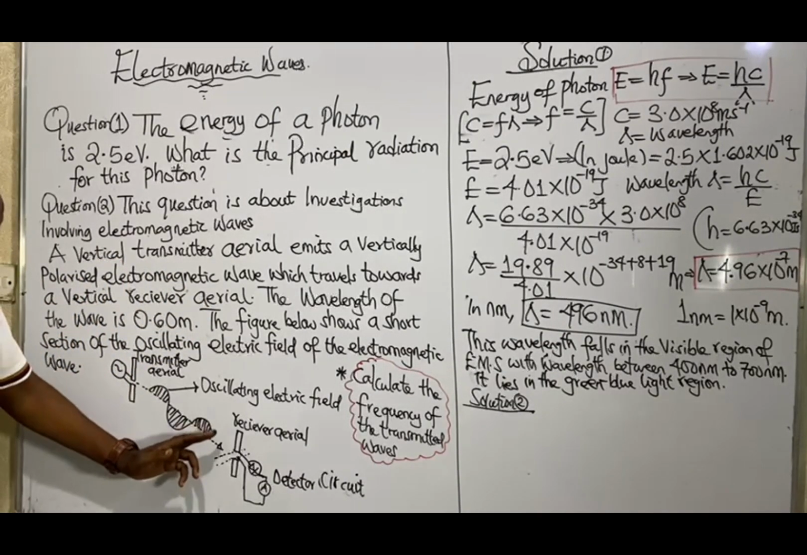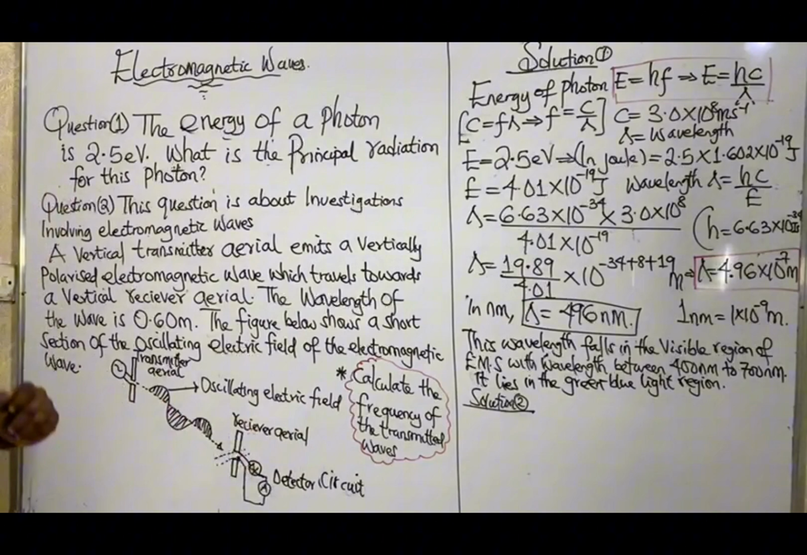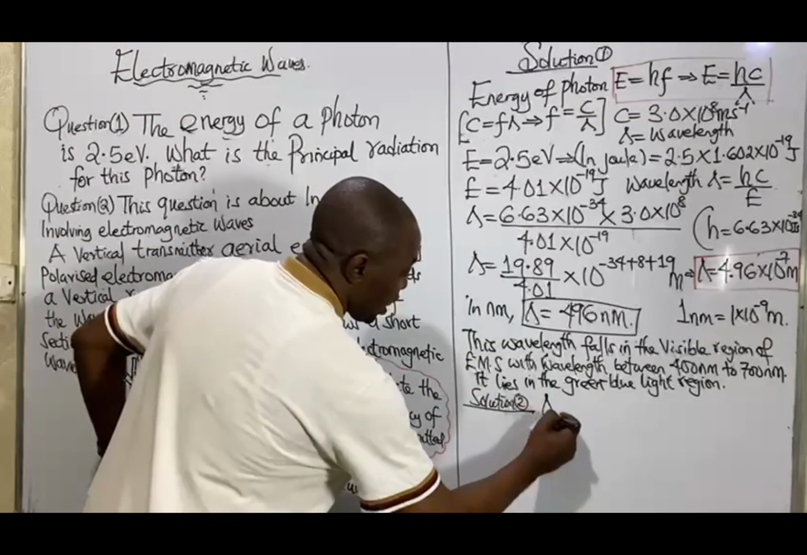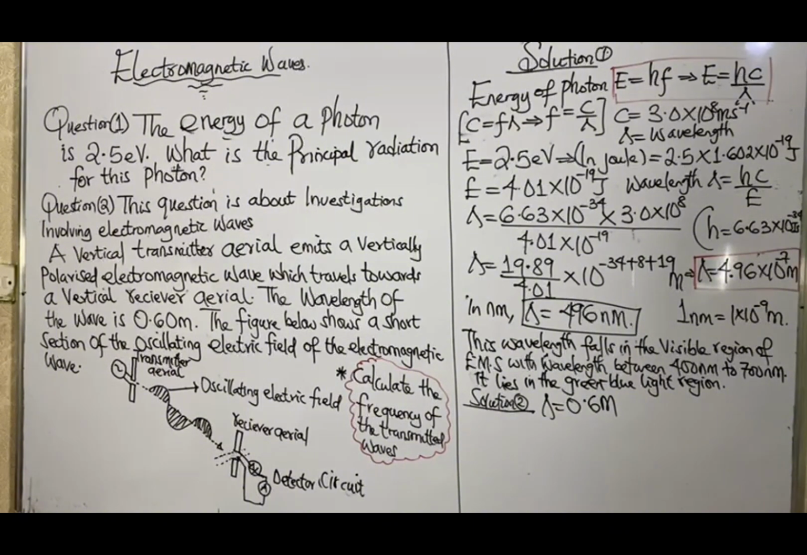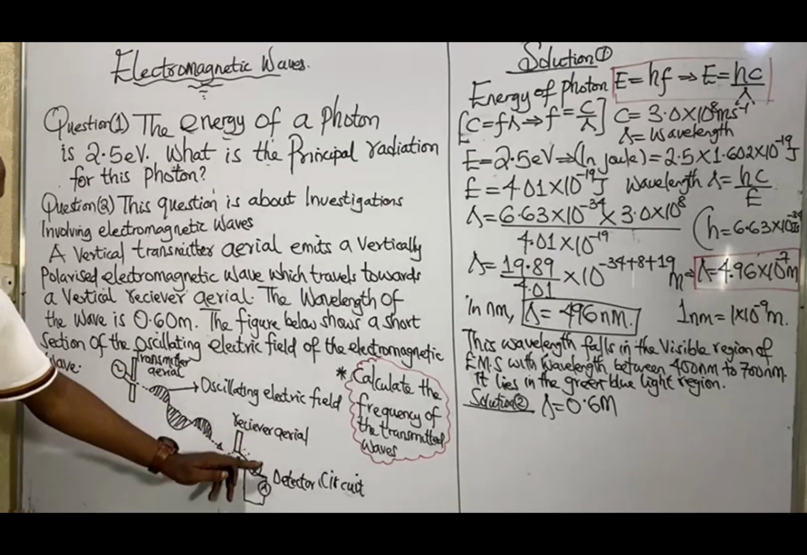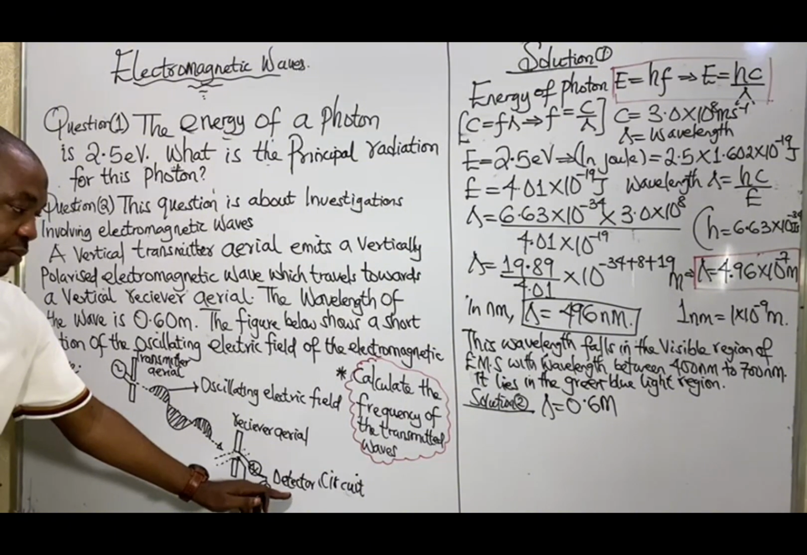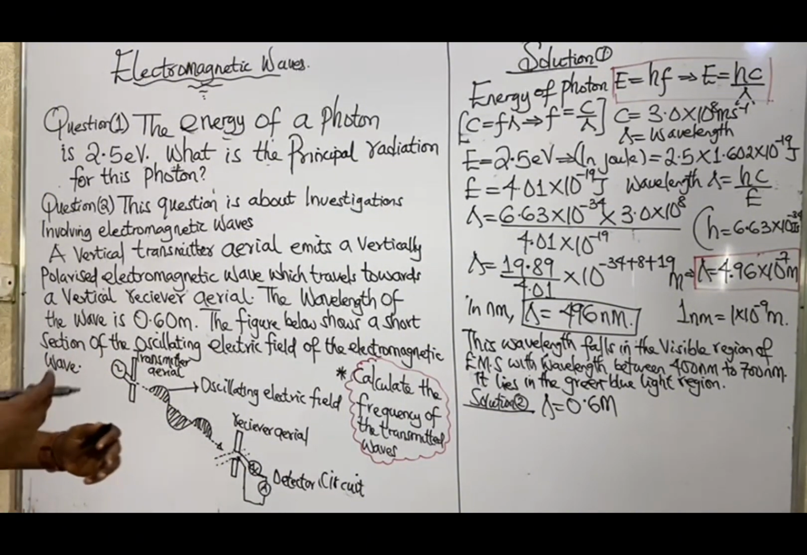So we have the vibration here. So we have the oscillating electric field. This is the magnetic field. So we have here that the wavelength of the wave is 0.6 meters. The figure below shows a short section of the oscillating electric field of the electromagnetic wave. So this is the transmitter and this is the receiver. This is the detector circuit, which detects the wave being transmitted from the transmitter aerial.